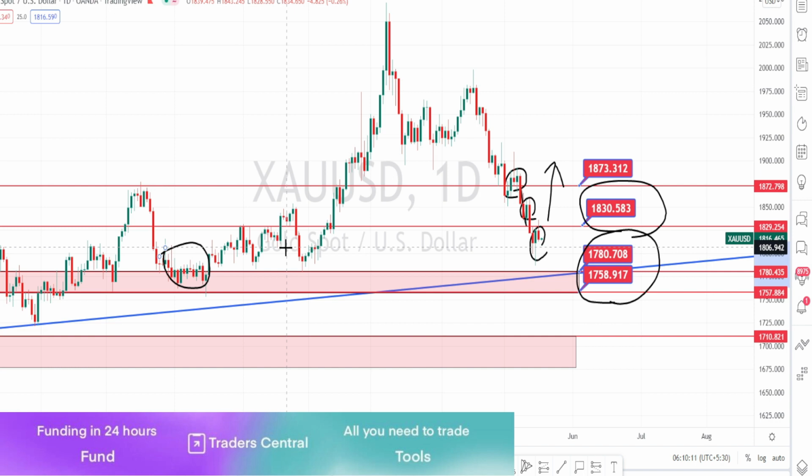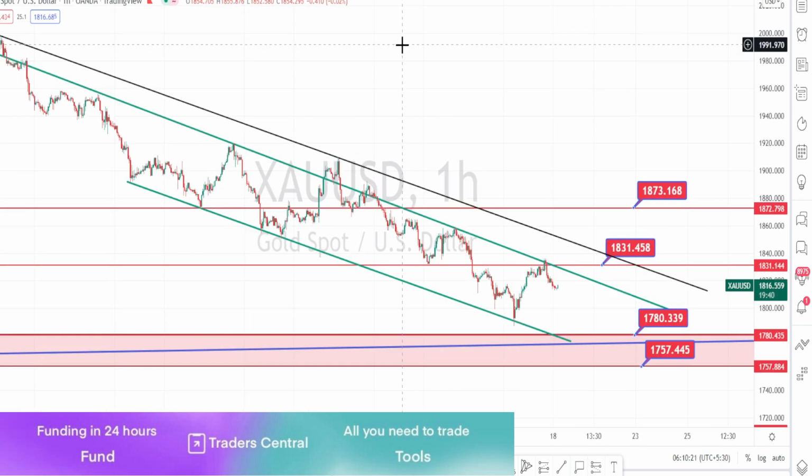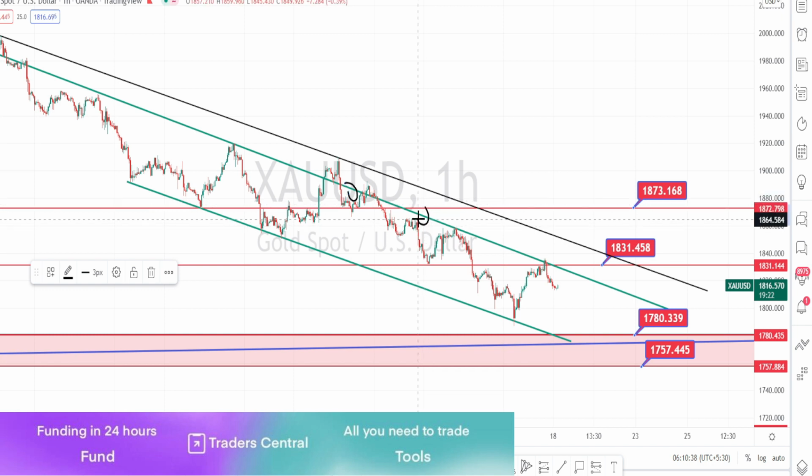Let us do the analysis in hourly time frame. I'm in hourly time frame now. When we look at the price action in hourly time frame also, it is in a very nice downtrend. I have drawn the resistance lines over here. We can clearly notice that it has taken resistance on the lower level of resistance line and it has bounced back on the bearish trend reversal.